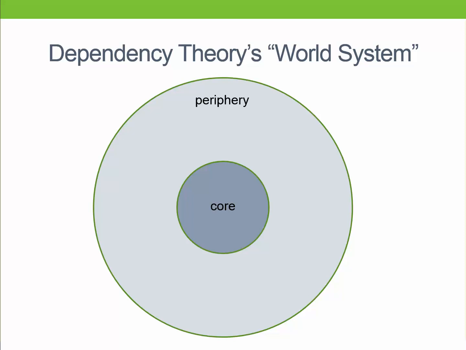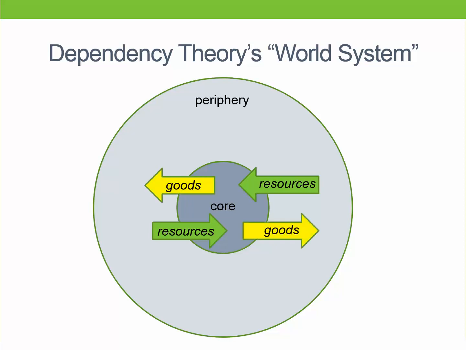And a particular relationship existed between these two groups, dependency theorists said. The periphery exported goods to the core: resources, food, mining, oil, etc. And the core then used those primary products to produce advanced manufactured goods, which the core would then sell back to the periphery. This is the relationship that dependency theorists like Prebisch argued existed in the global economy.